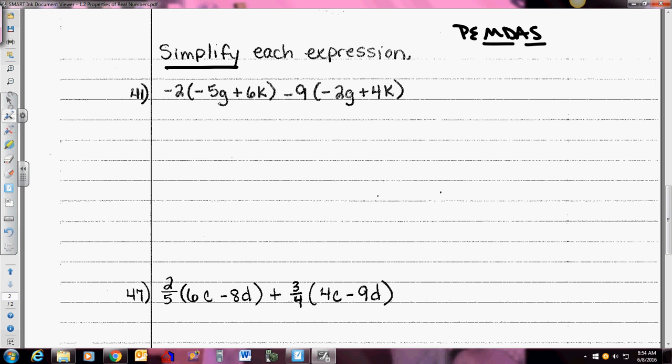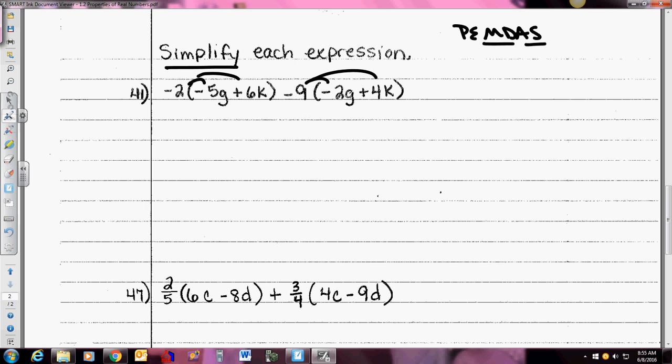So if possible, can I combine anything in here? No, a G and a K are not like terms, can't add those together. So my only option is to go ahead and do multiplication. So we're going to distribute this negative 2 to everything in here, and the negative 9 to everything in there.